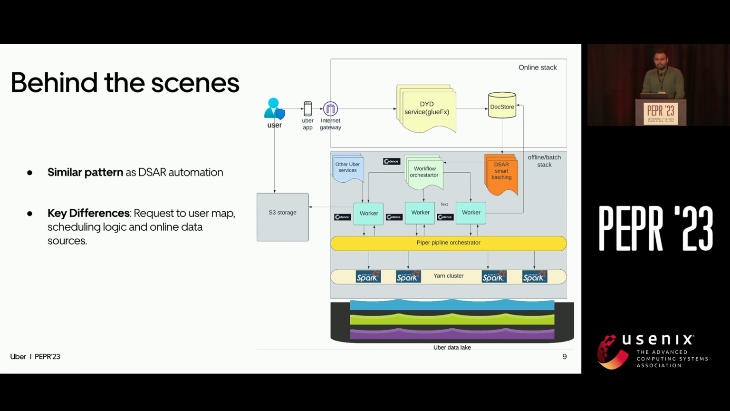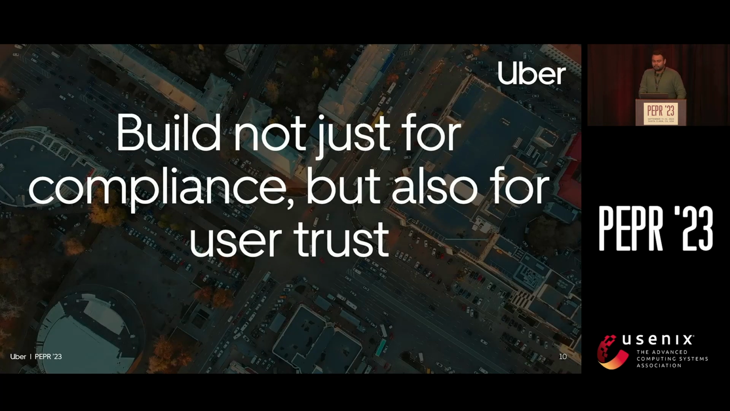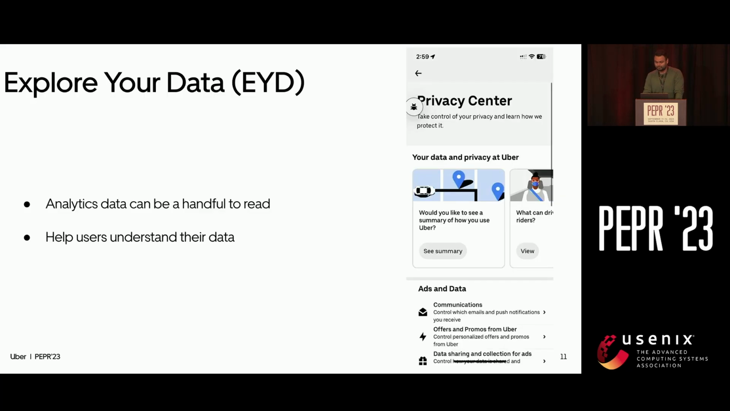These backend investments in automation, in our DSAR and DYD systems, make it possible to focus on other user-facing products around trust. We truly believe in building not just for compliance, but also for trust. At Uber, we believe transparency allows customers to gain a better understanding of the data and how their data will be used, which enables them to trust us with their data. With that note, let's move to our next feature called Explore Your Data.